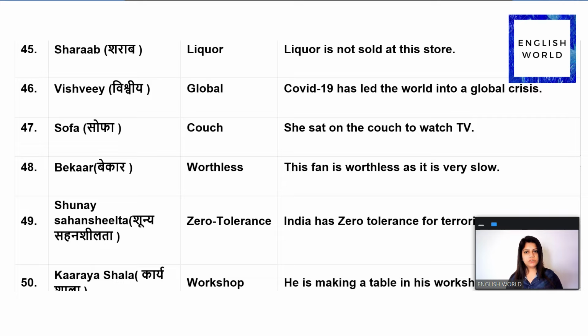Next is vishvavyapi. Vishvavyapi means which has spread all across the Vishwa, that is the world. Vish को आप globe बोलते हो, तो the word is global. Vishvavyapi would be called global. So COVID-19 has led the world into a global crisis. Crisis means a bad situation, an extremely bad situation. We can use the word global in this sentence, that the whole world is in a poor situation because of COVID-19.